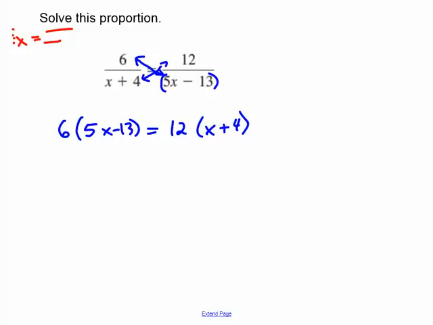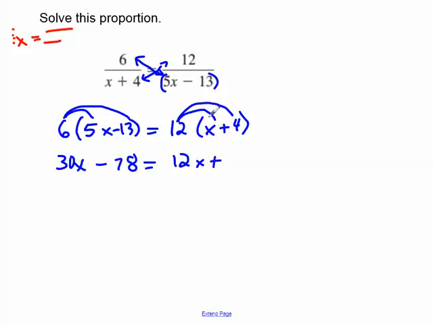So now we just simply distribute that 6 in here. I've got 30x. Positive times a negative, negative. 6 times 13, 78, equals 12 times x. And now just distribute the 12 on the right side. 12 times x, positive times positive, positive, 12x. 12 times 4, positive times positive, positive, 48. And now we're just solving a linear equation, an equation with just one variable.